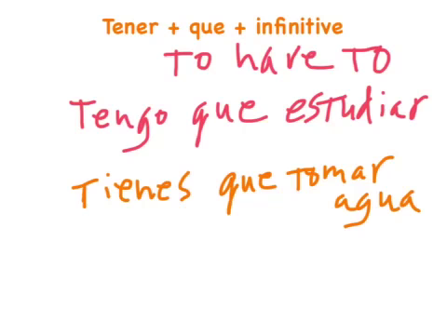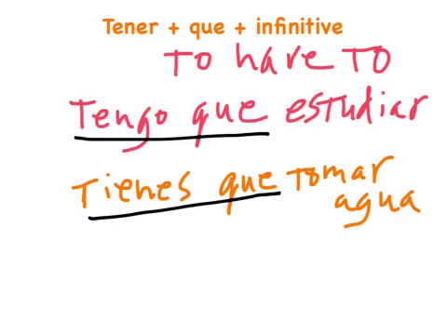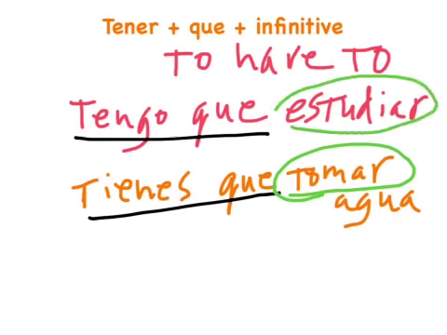So tengo que and tienes que both mean to have to. So I have to and you have to. And then they're followed by an infinitive, a verb that hasn't been conjugated. So tienes que tomar means you have to drink water. Tengo que estudiar means I have to study. And you can use tener in all of the forms. So tenemos que comer, we have to eat. Or tienen que practicar, they have to practice. But it's tener plus que plus infinitive. And that's how you say to have to.